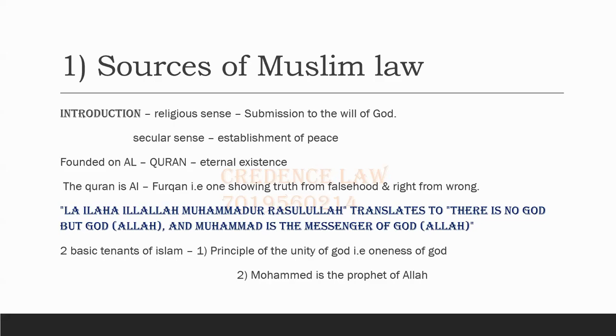And from this very principle, we get two characteristic features, which we call the two basic tenets of Islam. One is the principle of unity of God, believing in the oneness of God. The second one is believing in the prophethood. This is an introduction to what Islam is.